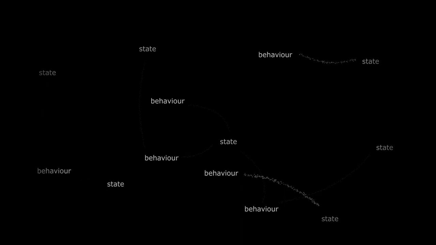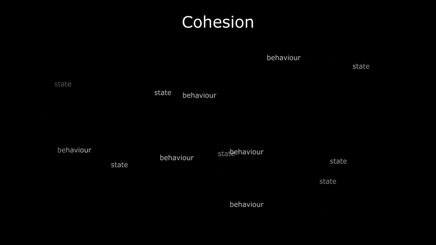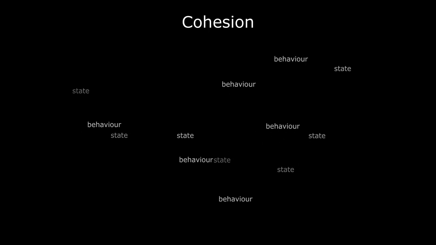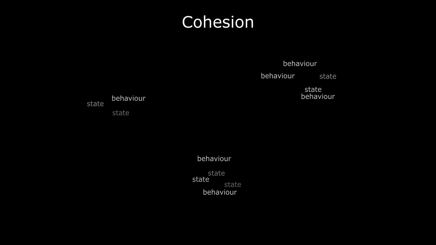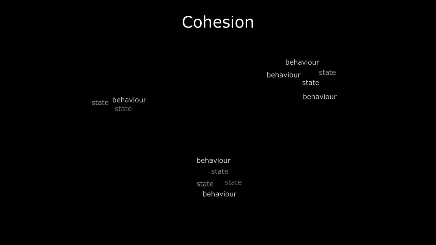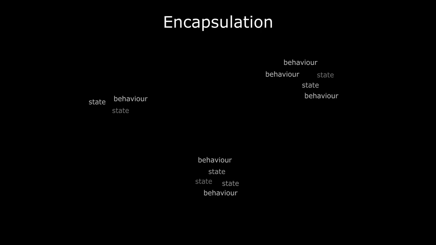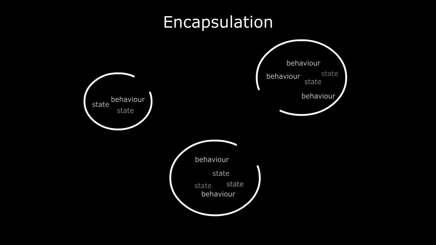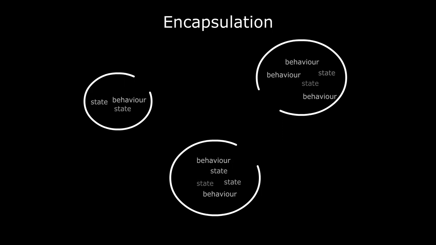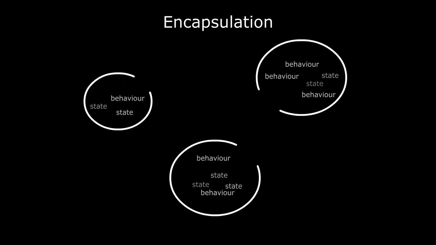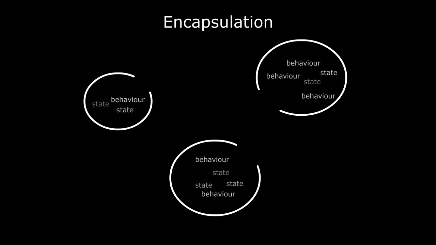Some state is related. If we increase the cohesion and move related state closer to each other and behavior towards the state it operates on, groups are emerging. Groups of related parts. Groups of state and behavior. We can wrap them in capsules, which come in many different forms. Functions, classes, packages, modules, processes, and even servers are all kinds of capsules.